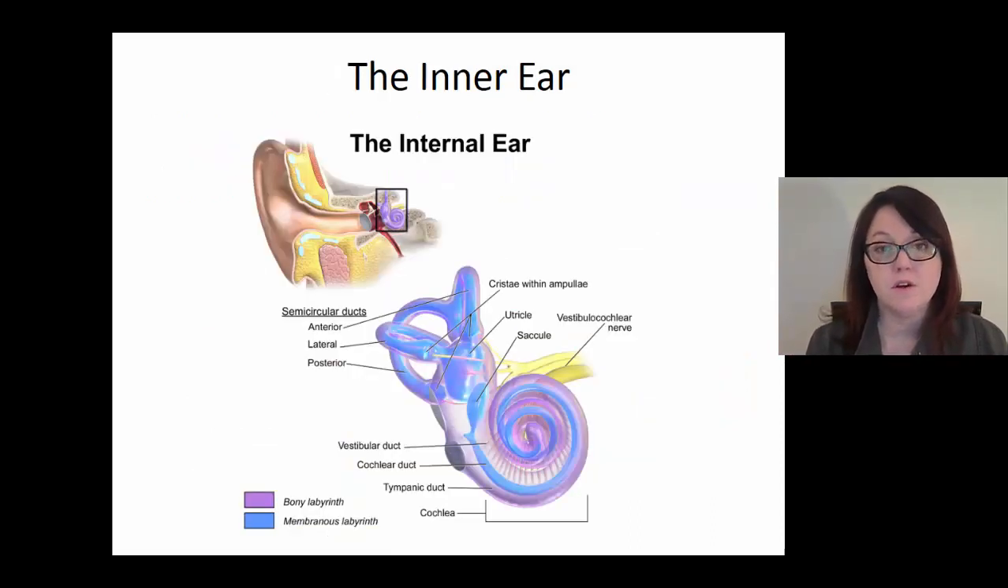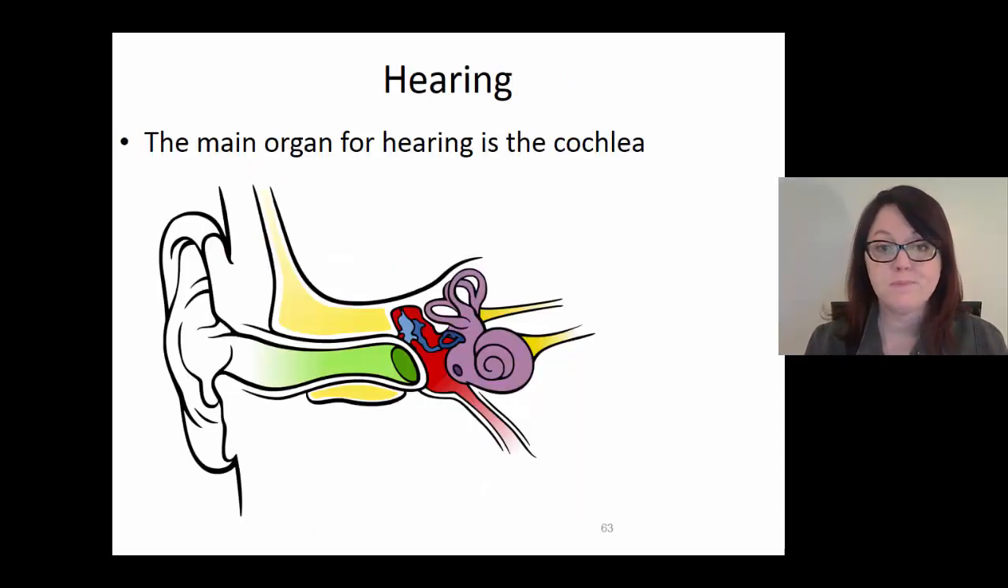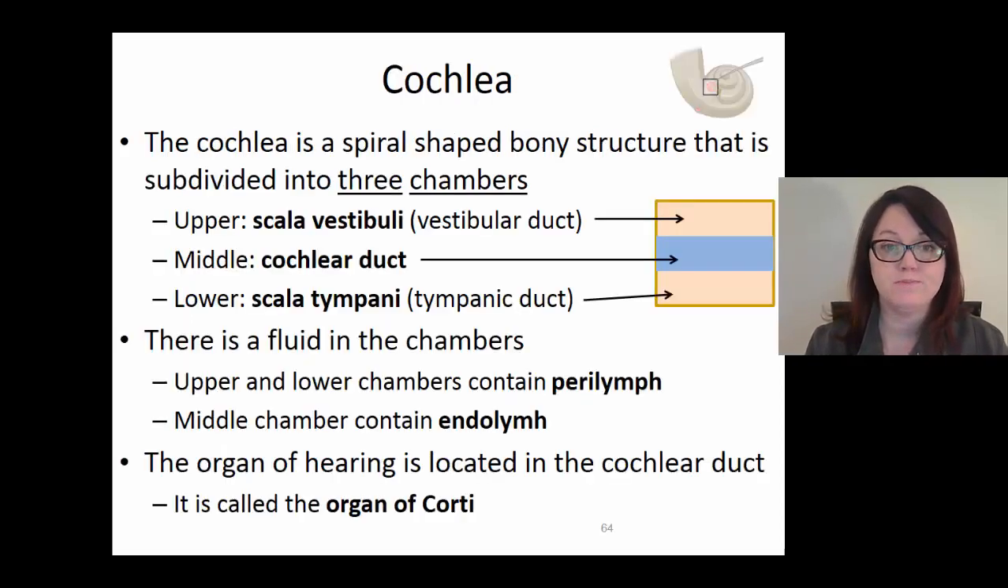Now, the inner ear is going to be the structure that actually detects the sound vibrations and detects balance. So let's take a closer look at how we're going to use the inner ear for hearing. So the cochlea is the part of the inner ear that is responsible for detecting sound, and it's the part that looks like the spiral shape of a snail's shell.